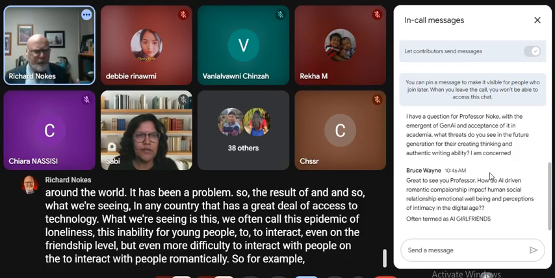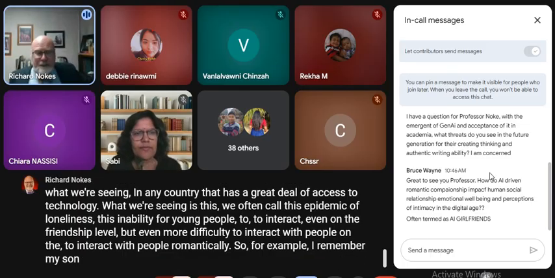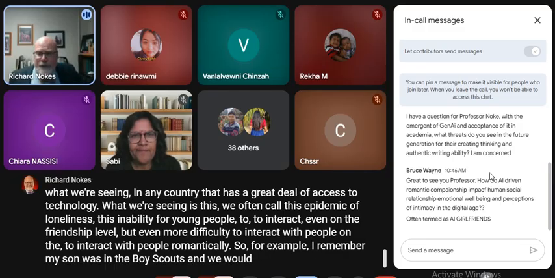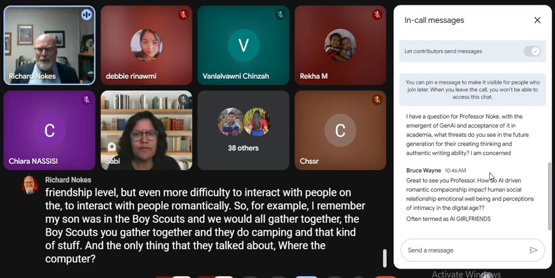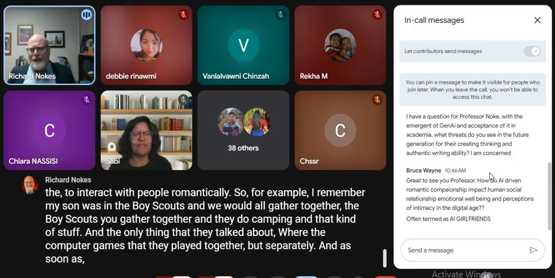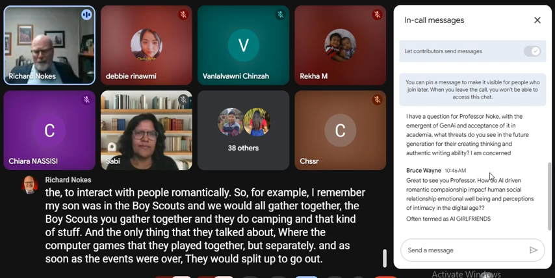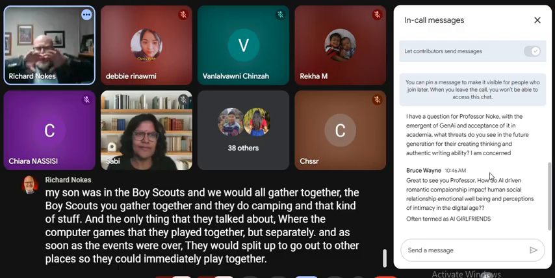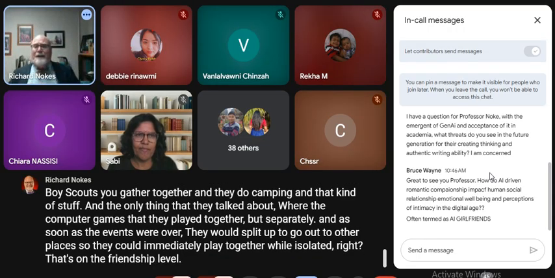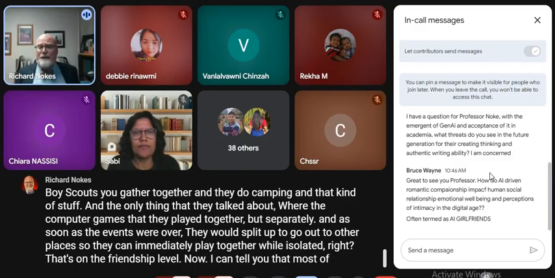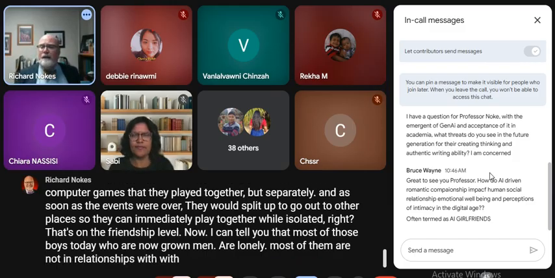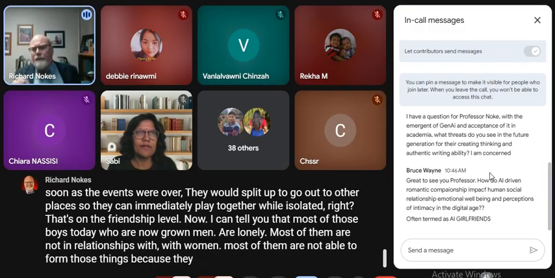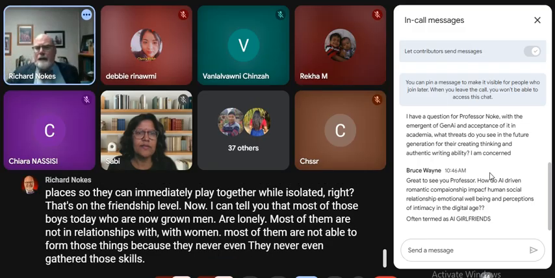For example, I remember my son was in the Boy Scouts, and they would gather together and do camping and that kind of stuff. And the only thing that they talked about were the computer games that they played together, but separately. As soon as the events were over, they would split up to go to other places so they could immediately play together while isolated. That's on the friendship level. Now, I can tell you that most of those boys, who are now grown men, are lonely. Most of them are not in relationships with girls. Most of them are not able to form those relationships because they never gathered those skills as children for friendships, let alone for romantic relationships.